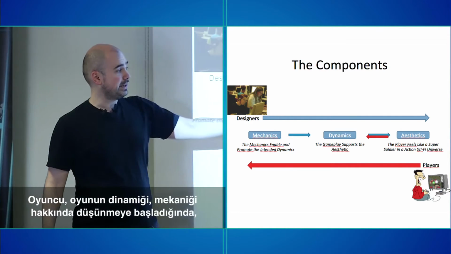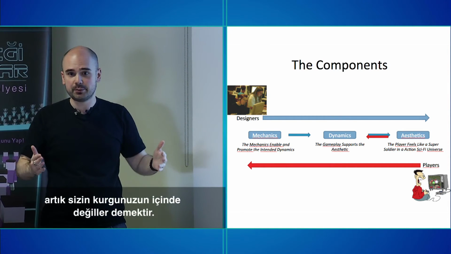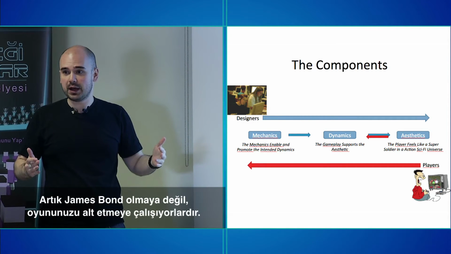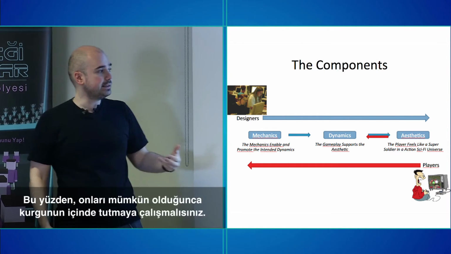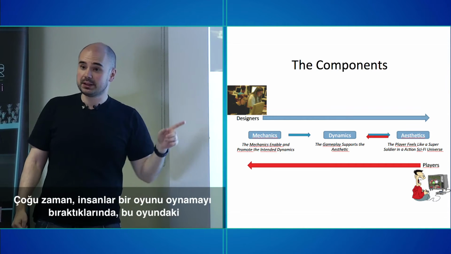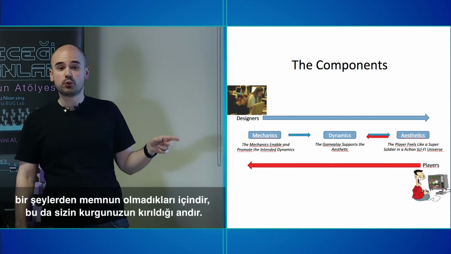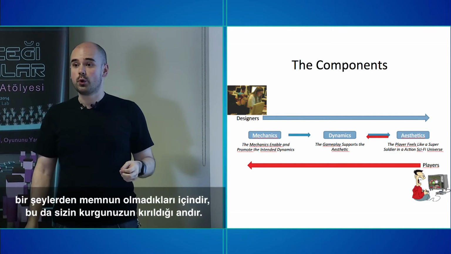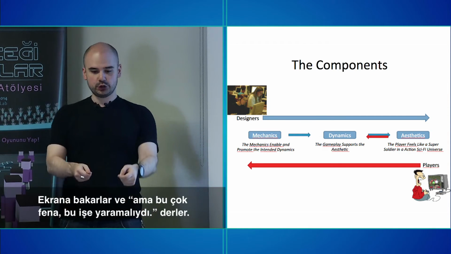Because the second the player starts to think about the dynamics and the mechanics, they're not in your fiction anymore. They're not being James Bond, now they're being some guy who's trying to break your game. So ideally you want to keep them inside the fiction as much as possible, and oftentimes when people stop playing a game and they think that something is stupid is when your fiction breaks, where they look at the screen and they go, oh, that's just terrible, that should have worked.